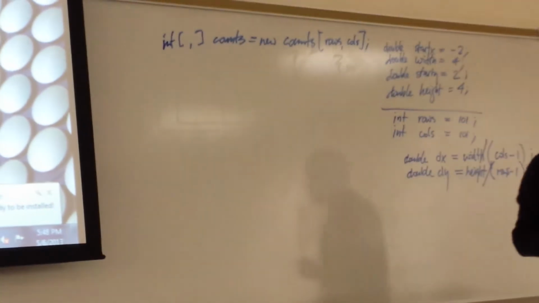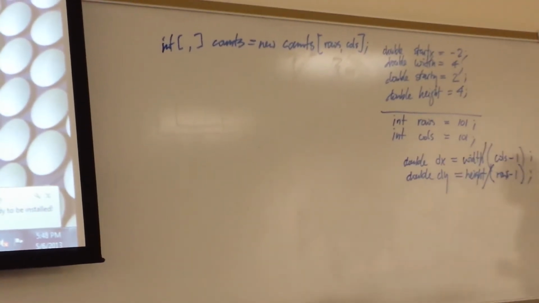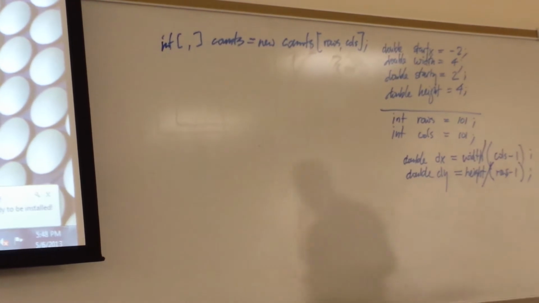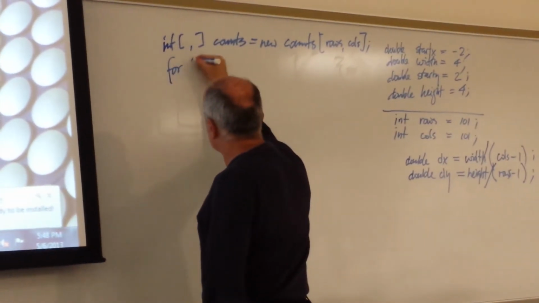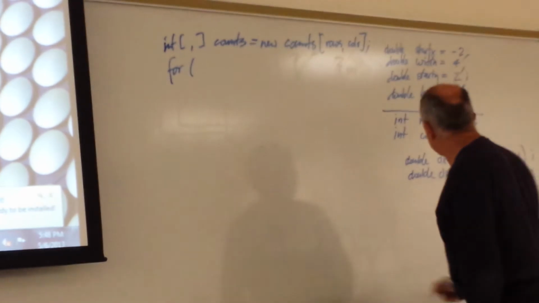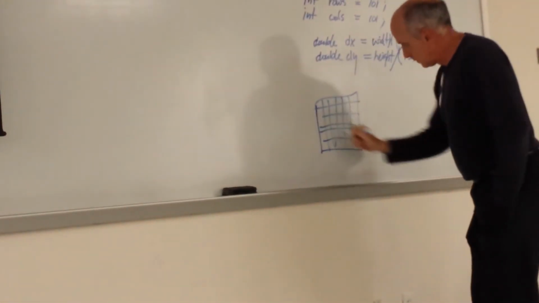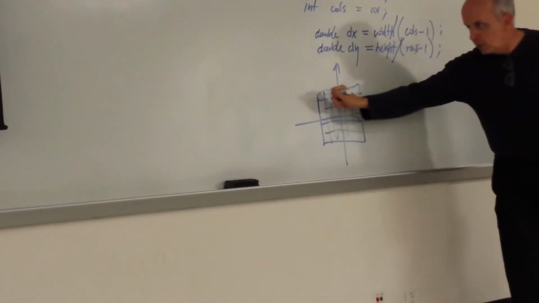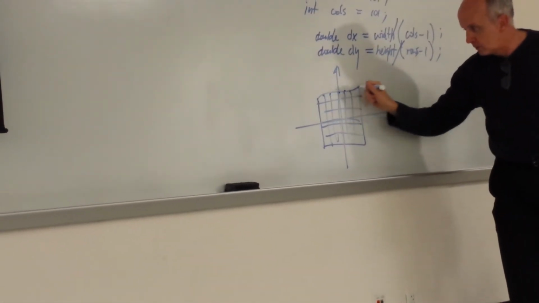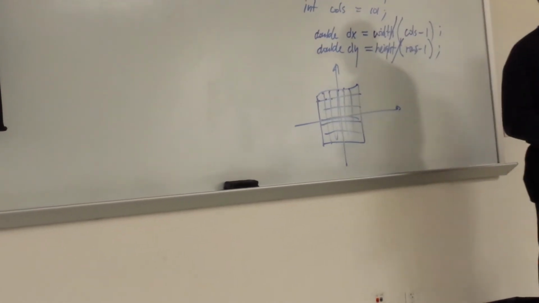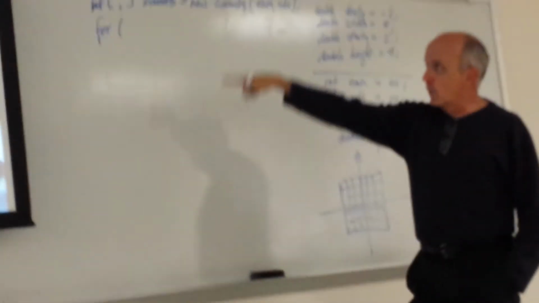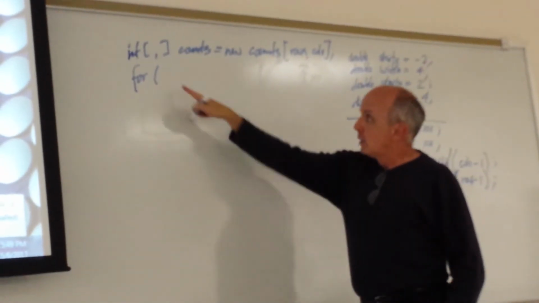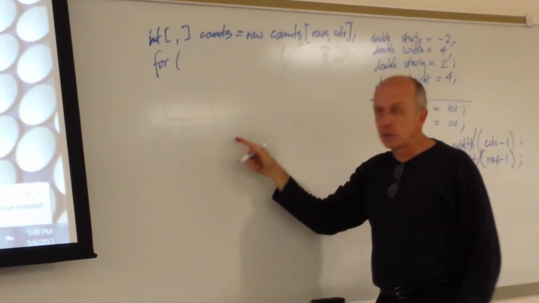All right, so I create my array to represent my convergence counts. Now I'm in a loop. So now I'm in a loop over every point in that grid, defined by where I put the rows and the columns. So I just write a doubly nested for loop, where the outer loop counts the rows and the inner loop counts the columns.